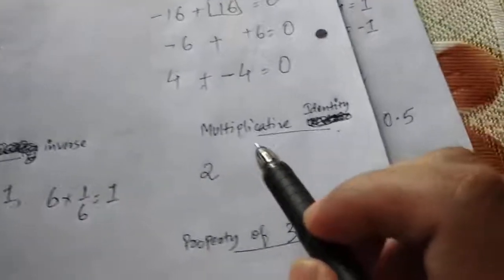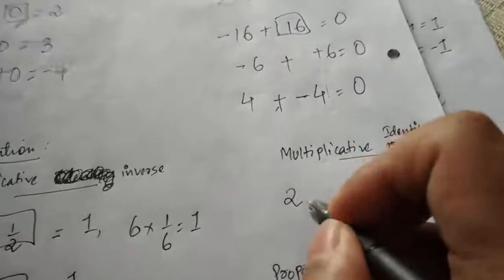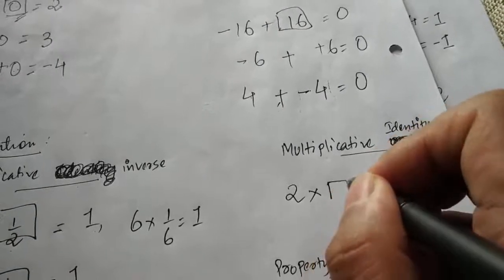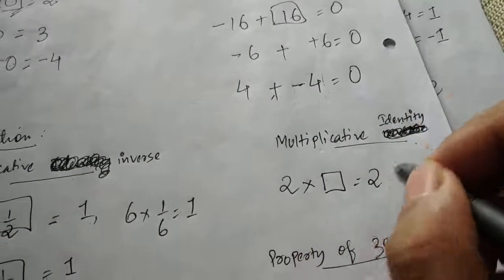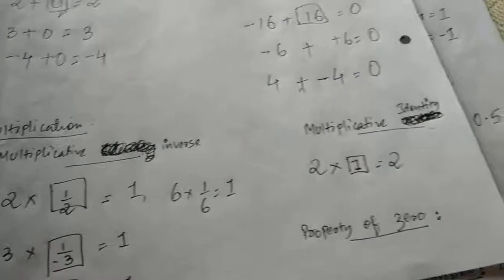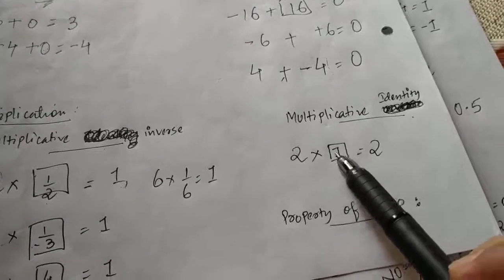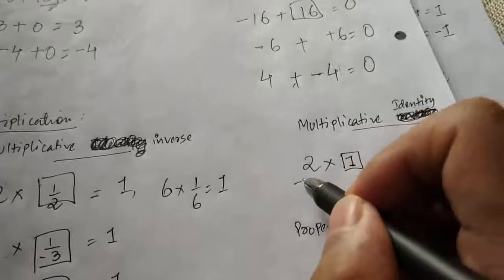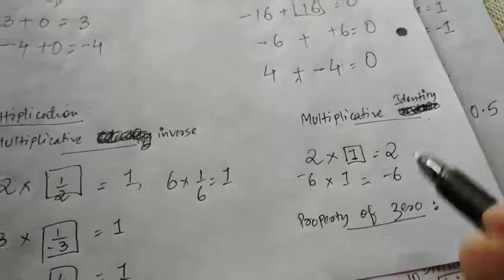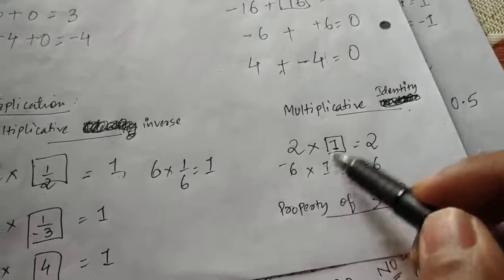Similarly, we have multiplicative identity. With the given integer, we multiply such an integer so that our answer remains the same. There is only one such integer, which is 1. Whenever we multiply a given integer with 1, our answer will be the same. That is, if I multiply minus 6 into 1, it will be minus 6 only. This is known as your multiplicative identity or identity element for multiplication.